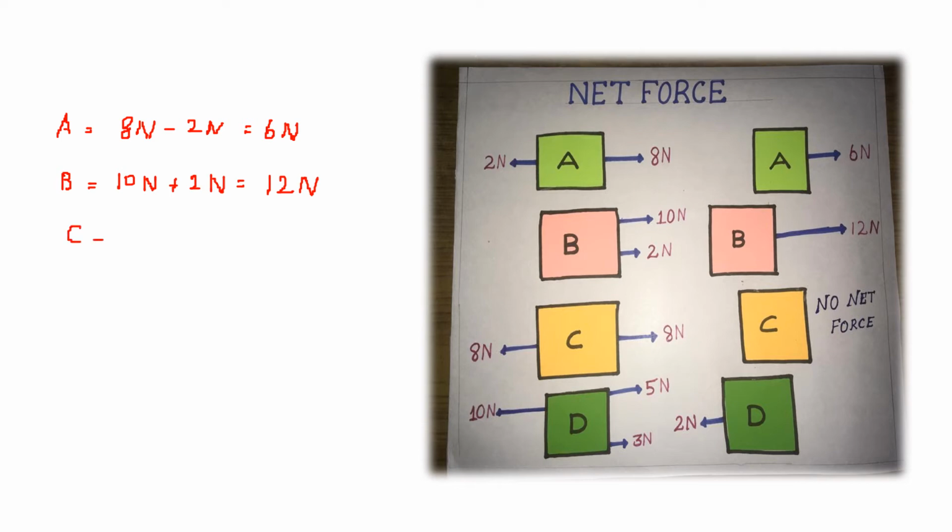So for object C, we know it is 8 Newton subtracted from 8 Newton. So what will be the net force? The net force is going to be 0, which indicates that the object will be at rest or will remain in the same position.